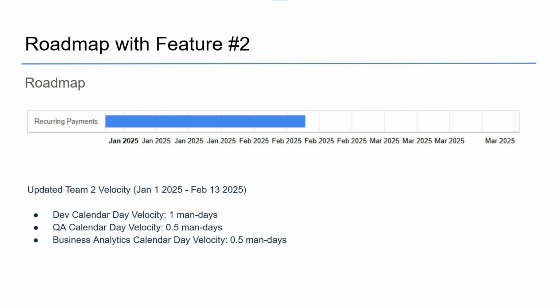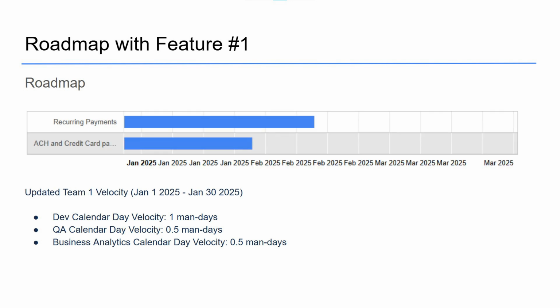So we can just use team number 1 and feature 1 and schedule it in parallel to the already scheduled feature for team number 2. According to calculations we did earlier, it will take around 21 man-days to implement this feature, which will correspond to around 1/3 of our timeline. The updated velocity of team number 1 you can observe on the screen.